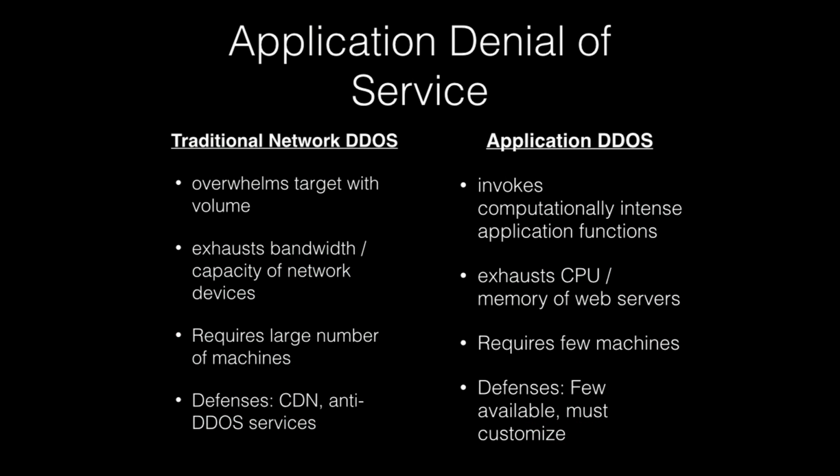Just comparatively, the traditional network DoS is trying to overwhelm the target with volume. The application DDoS is a smarter, more precise attack, going after computationally intense operations, targeting the CPU or memory instead of the bandwidth. And in many cases, an application DDoS doesn't require as many machines. Depending on how vulnerable the site is, you could find one where it just takes you and a few other machines, or maybe just a few processes on your machine to really bring that server to its knees.